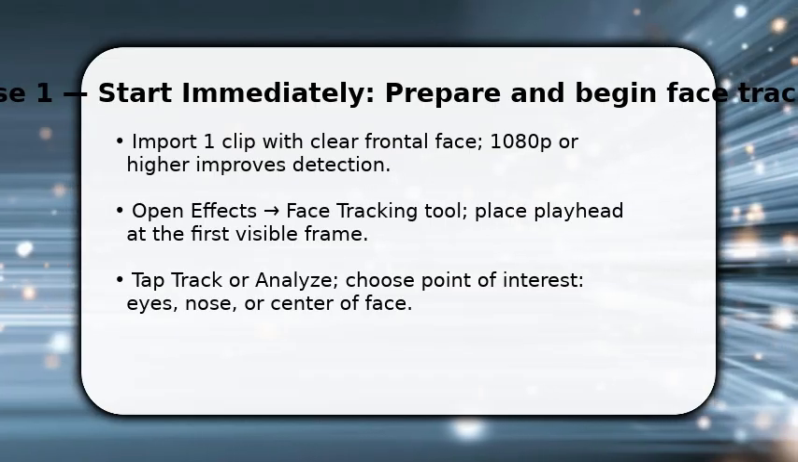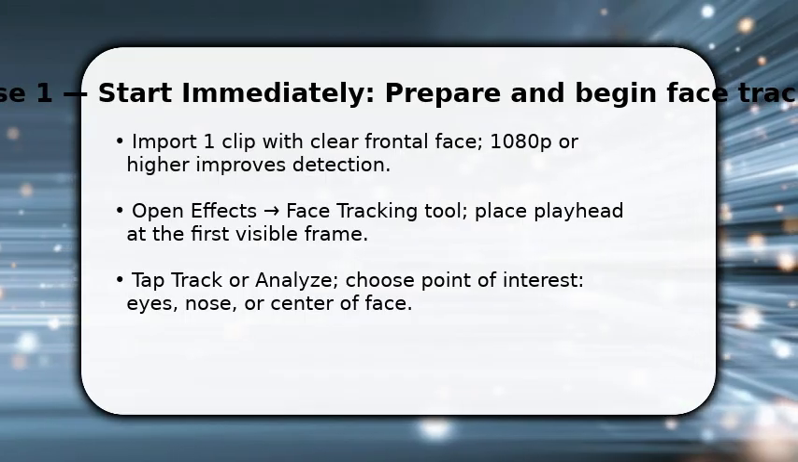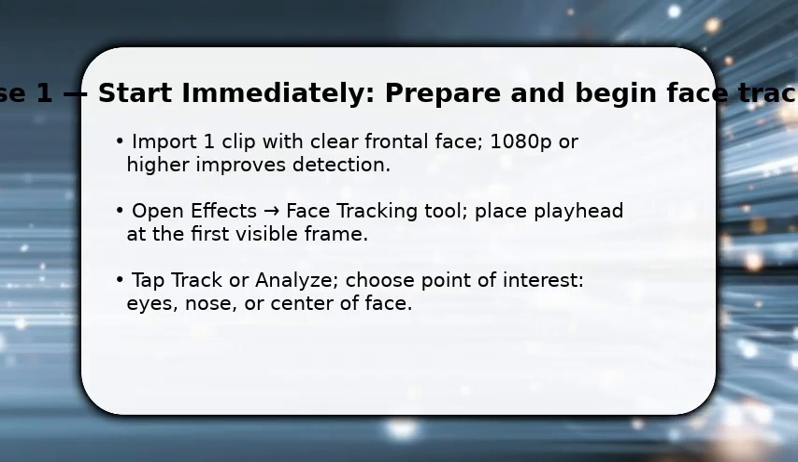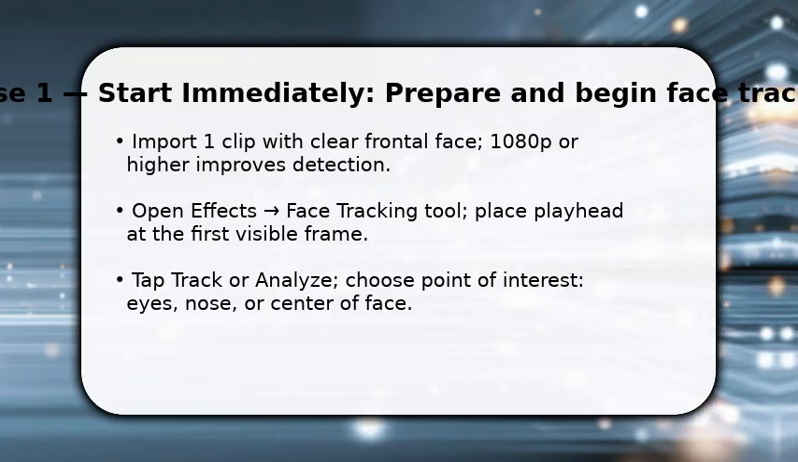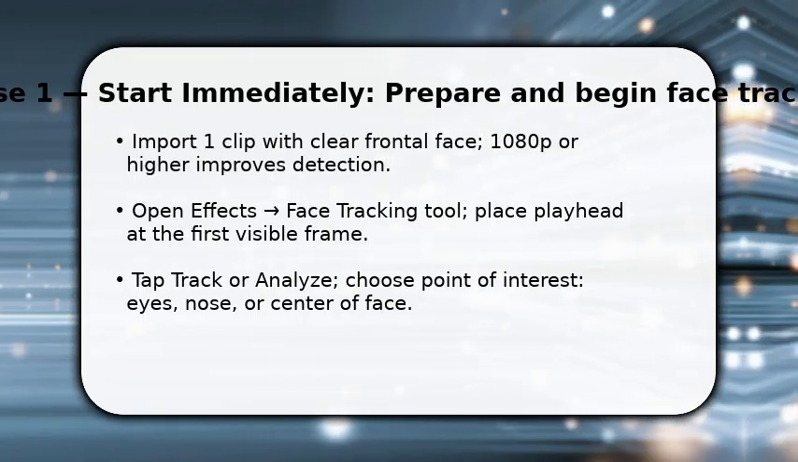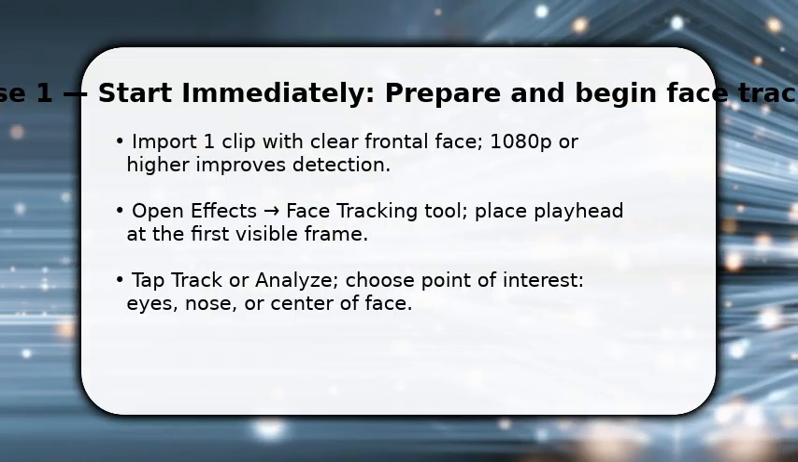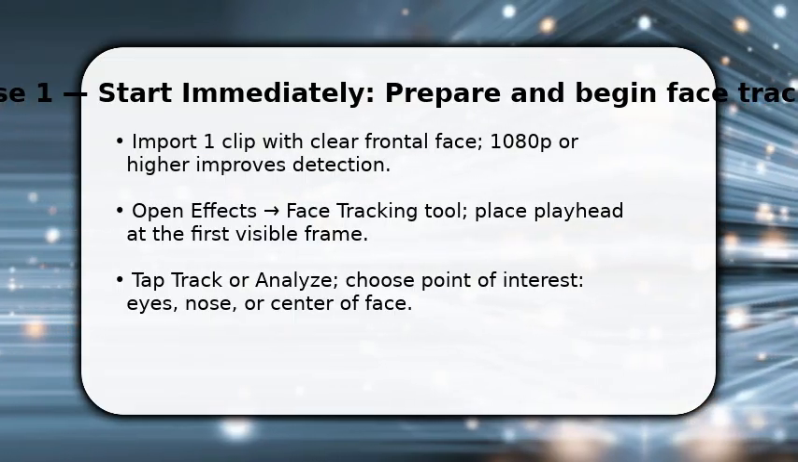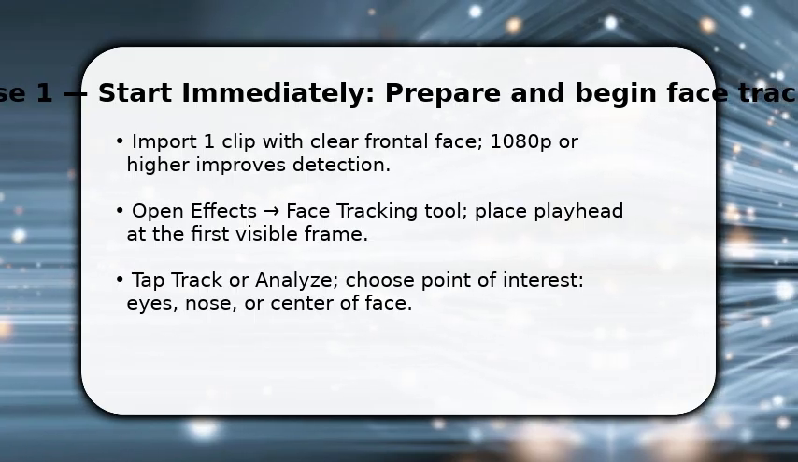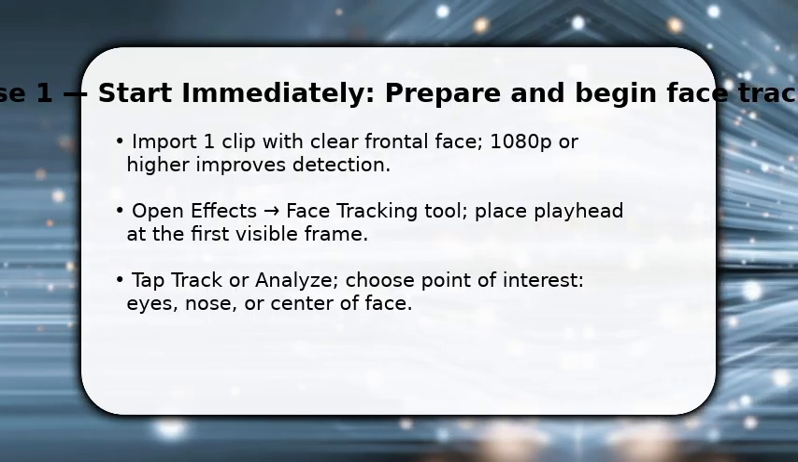You start right away. Import your clip and pick a clear frontal face so CapCut can detect features reliably. Once done, go to Effects and open the Face Tracking tool. Make sure your playhead sits at the first frame where the face appears. Choose a tracking point, like the eyes or nose, because that stabilizes motion better than hair or background.